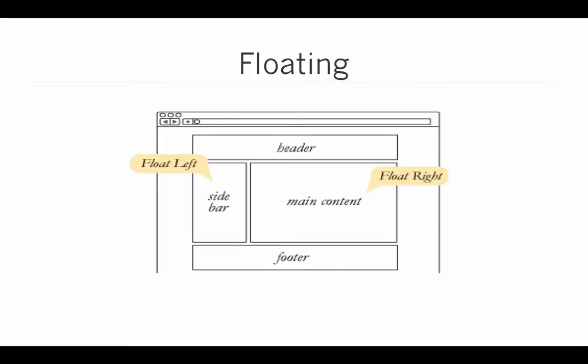Let's talk about floating. Floating allows us to pull elements to the left or the right in order to create column structure. Although floating an element will not affect the elements that come before it, it will start to affect the way the elements that come after it are positioned. In this example, the sidebar is floating to the left, and the main content is floating to the right, allowing this two-column structure.